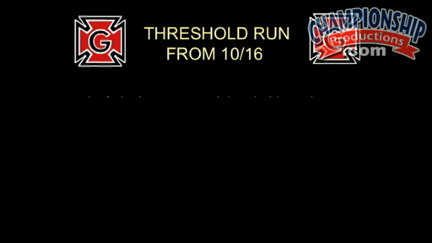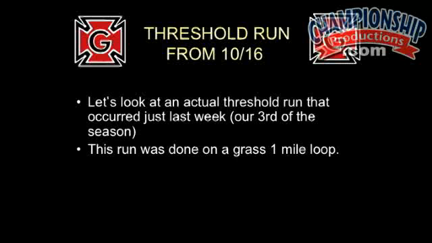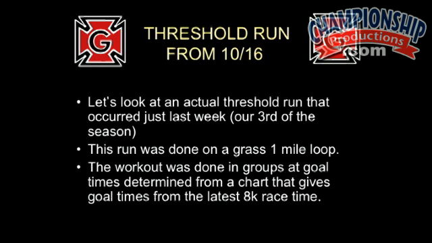What I want to do is now kind of stop in the classroom here in the office, and let's actually move outside. We filmed the threshold run from last week, and I'm going to offer you some feedback during the process. Let's go back and look at that actual workout. It was done on a grass loop, a 1-mile grass loop. It was done in groups that were determined from a chart that gives us threshold goal times based on their current race pace. So I took their race times from the last race, determined the race pace or the threshold pace I wanted them to run at, and we did the workout. Let's go out there and take a look at what happened.